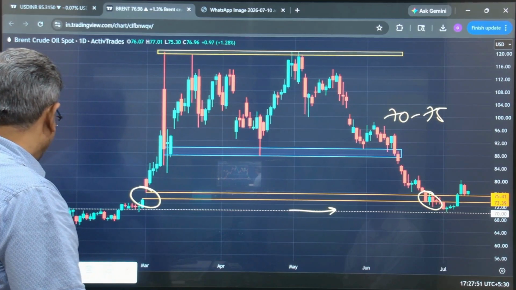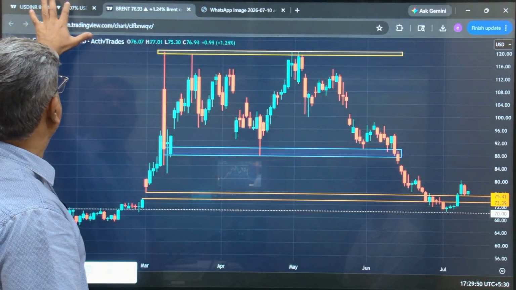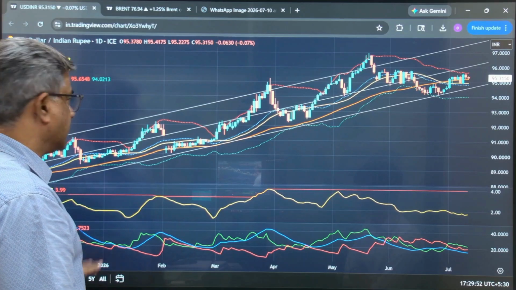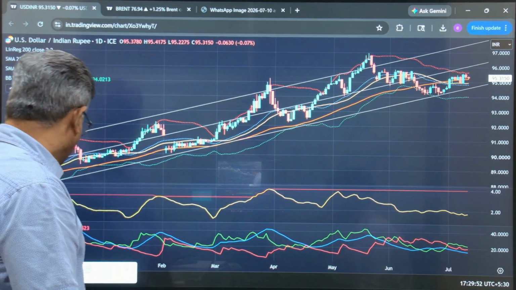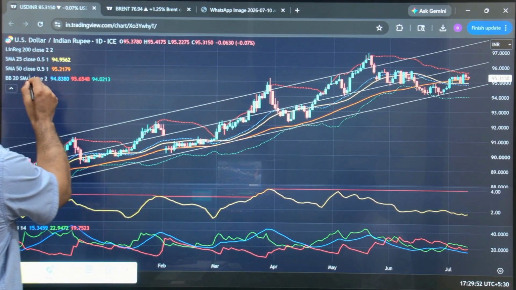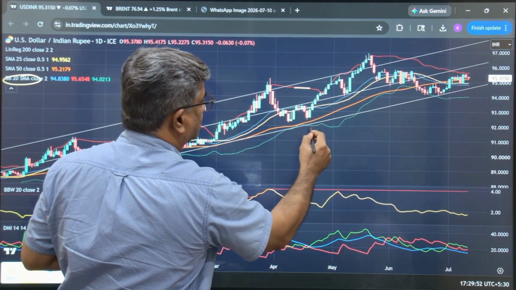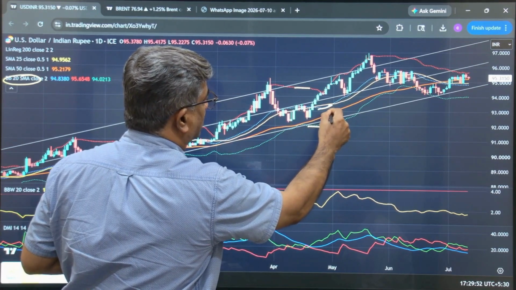Now let's come to the dollar INR. This is the chart that we have been following. We have already also put a Bollinger Band. Okay, we have put a Bollinger Band, 20-day Bollinger Band. This is the upper band, this is the lower band, and this is the middle band.